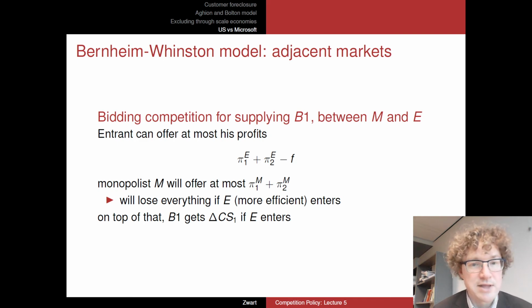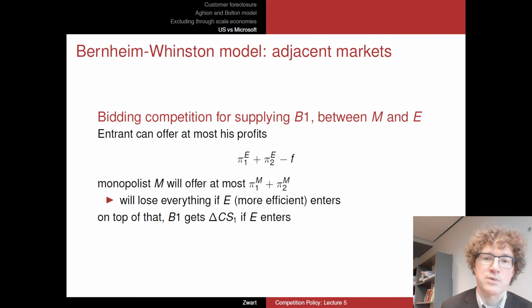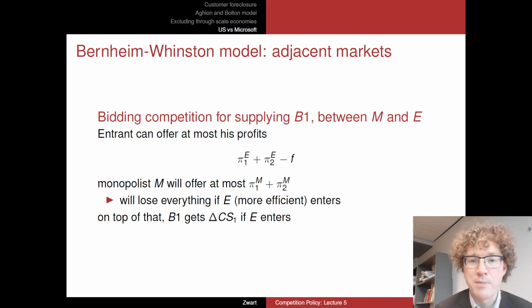So what's the best offer that M can make? Well, it can at most make the total monopoly profits that it will stand to gain if it can keep E out of the market. Because if E remains out of the market, well, pi 1M plus pi 2M will be the sum of the profits that the monopolist can then gain from B1. So it will be willing to pay B1 to sign this exclusive contract at most by paying B1 off by the profits that it can gain.